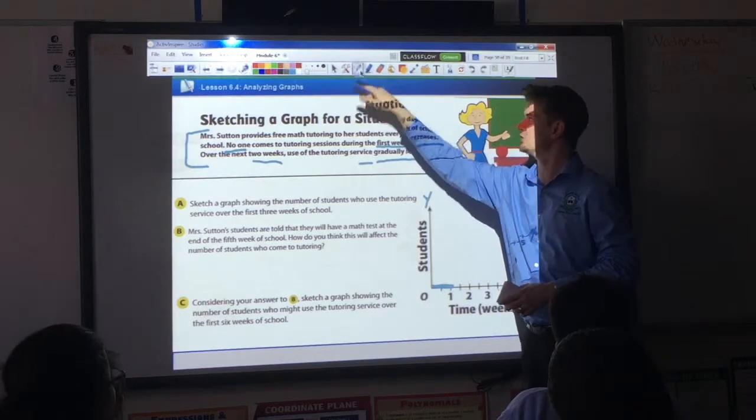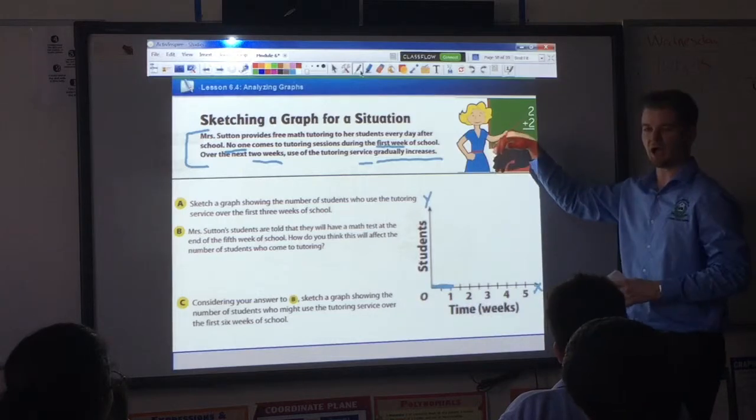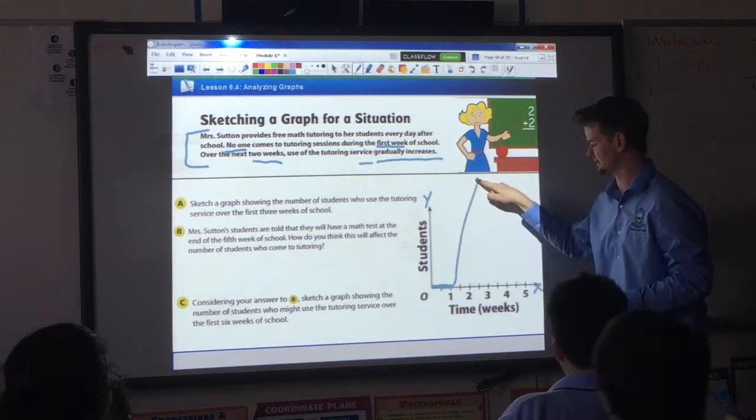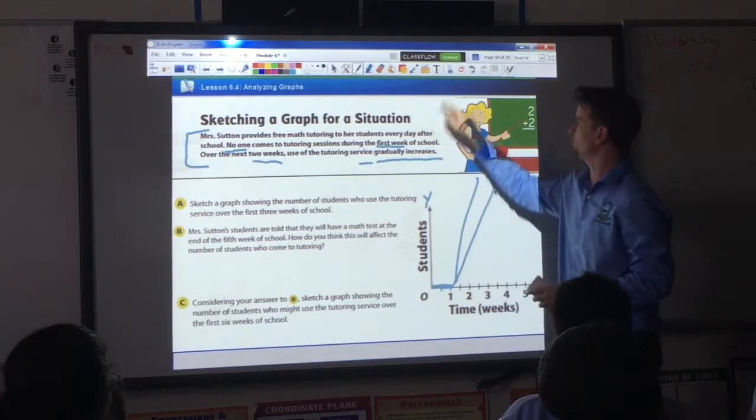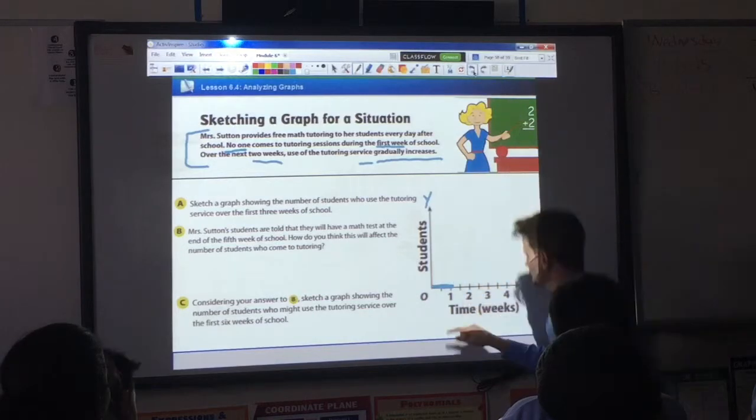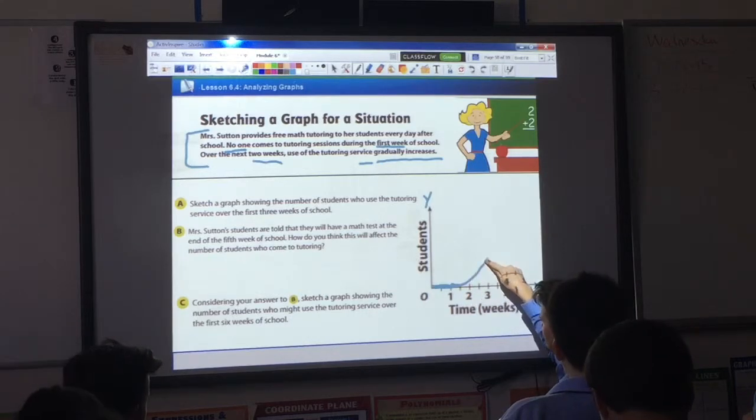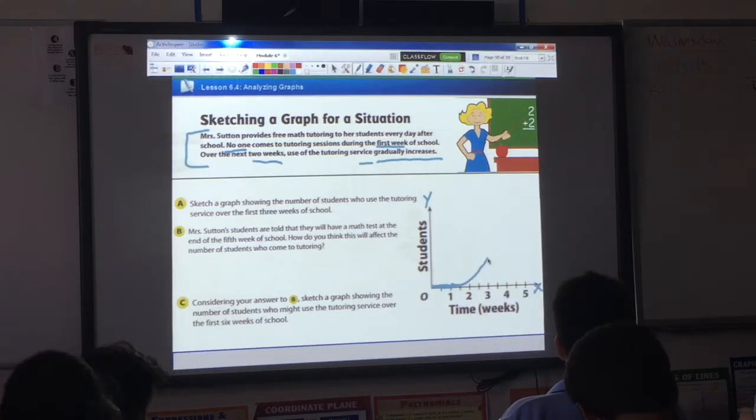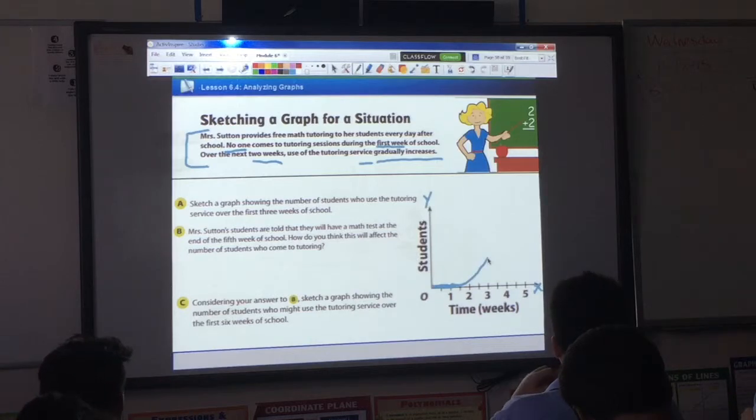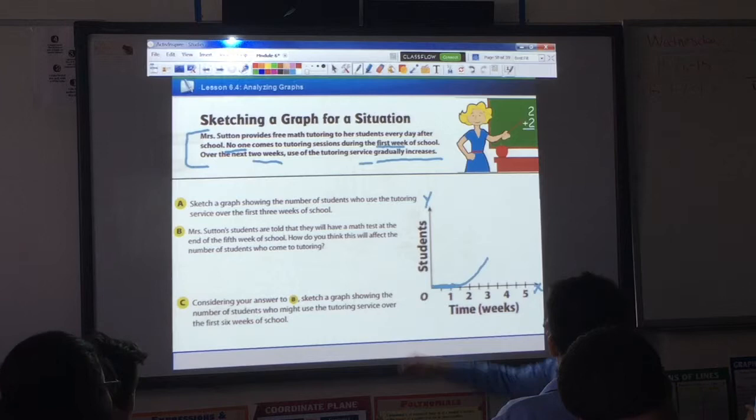It increases gradually. So it's not going to be a really high, steep line. It's not going to be something like this. It's not even going to be something like this. We're looking for something that increases gradually. So I'd say a very small incline approaching week 3. Gradual increase. Gradual, not fast, slow. So we've done the first part.